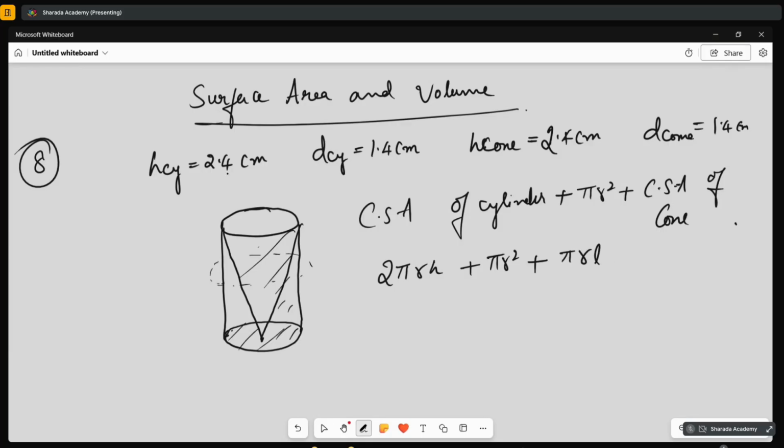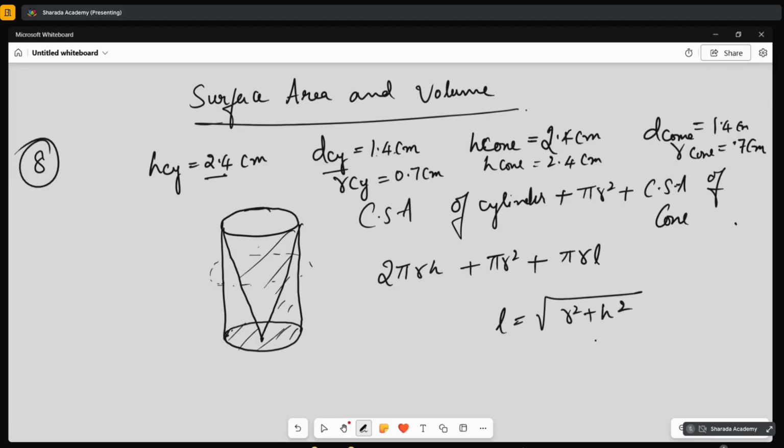And now we know the height of the cylinder. Diameter is this. So radius will be 1.4 by 2. 14 by 2 is 7. So 0.7 centimeter. Height of the cone is the same thing. And radius 0.7. Now slant height you have to find. l is equal to root of r square plus h square. So l will be equal to root of 0.7 whole square plus 2.4 whole square.